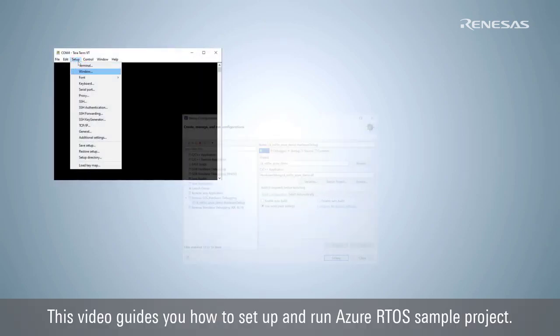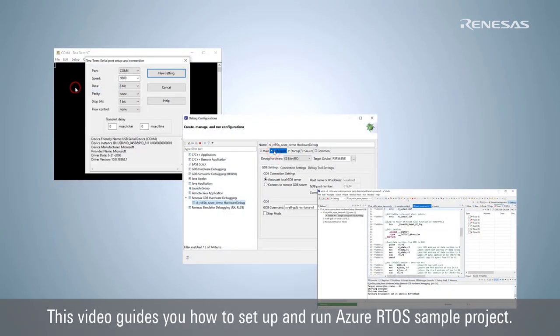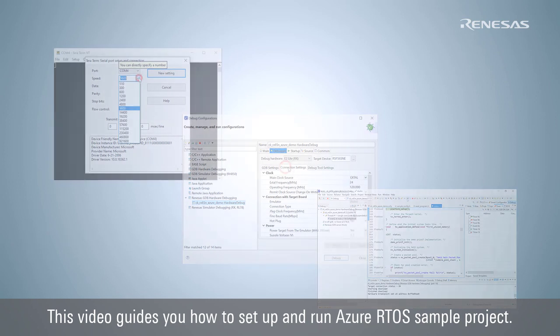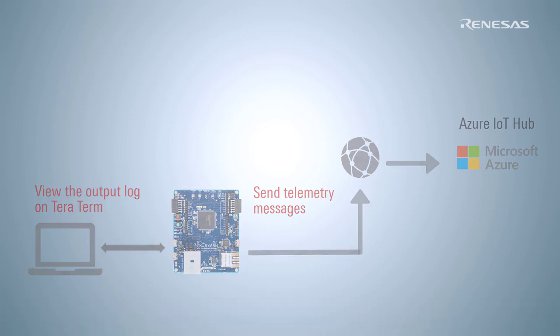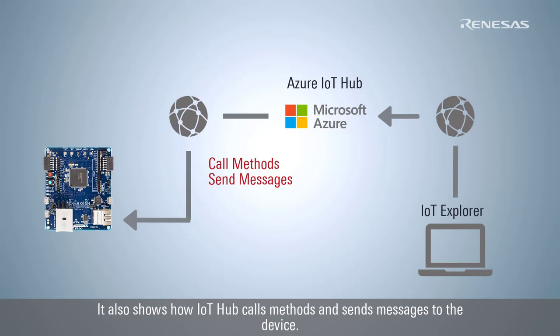This video guides you how to set up and run Azure RTOS sample project. It shows how device sends telemetry to the IoT hub. It also shows how IoT hub calls methods and sends messages to the device.